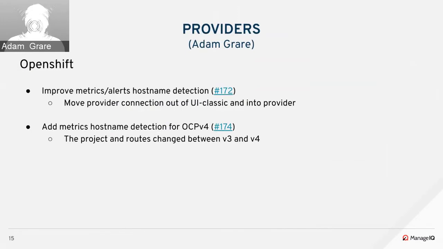And in addition, it was only working for version 3 of the OpenShift provider. On version 4, they changed the name of the project, and they also changed the name of the routes for the different metrics and alert services. So we updated the detection logic to work also on OCP v4. Currently, only metrics on Prometheus are supported on OCP4, and on version 3, there are alerts and metrics with Prometheus and Hawkular. Next slide.